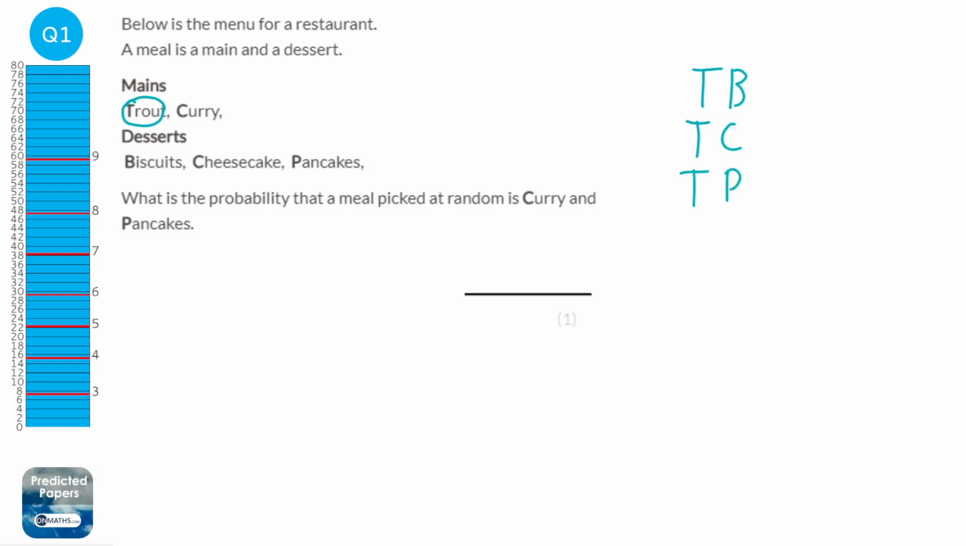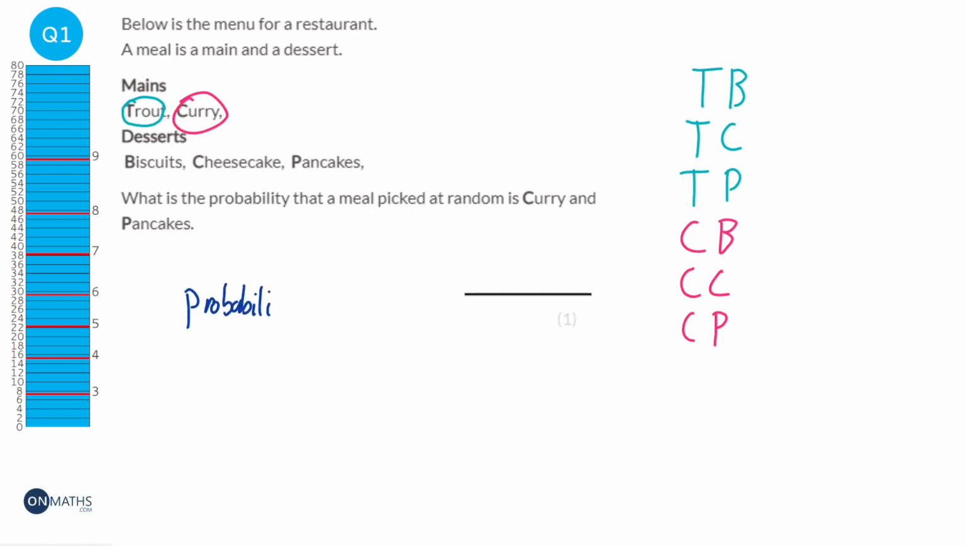Then I'm going to move on to a curry for main. So for curry for main, I could have had biscuits, could have had cheesecake, and I could have had pancakes. Now, to work out the probability, it's the amount of successful outcomes over the total amount of outcomes.